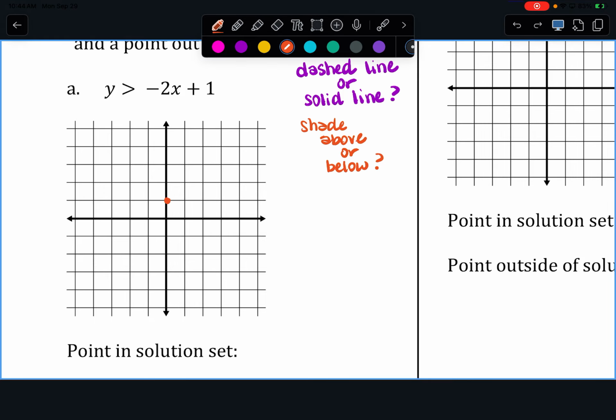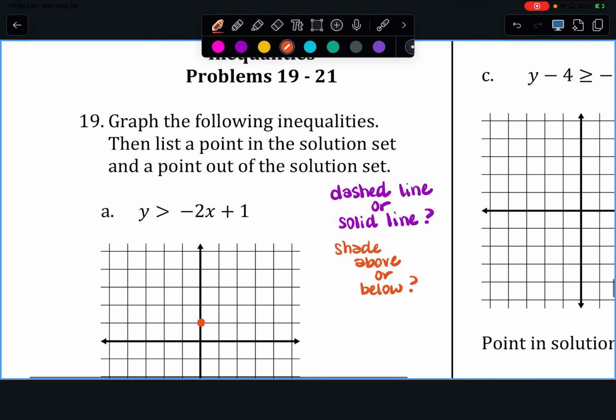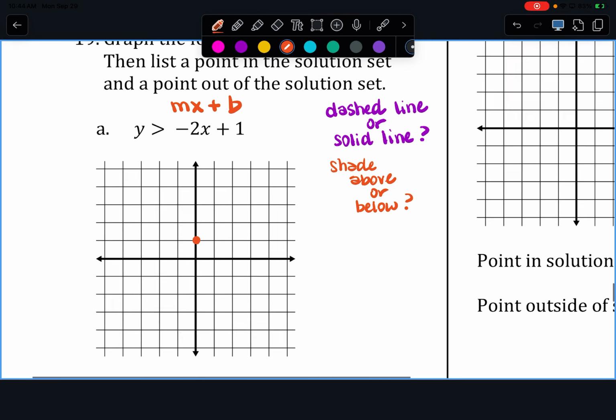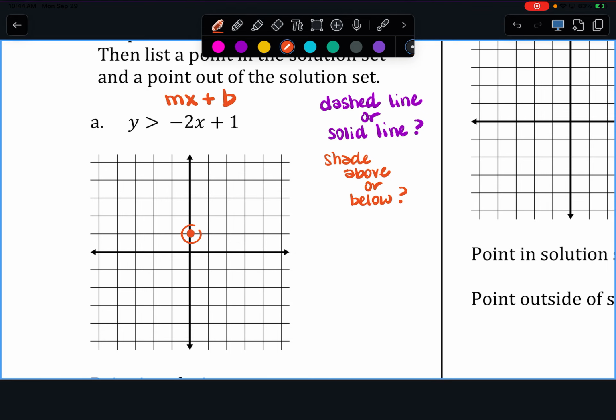So I'm going to go ahead and start with my y-intercept. Here, I'm just going to make sure I write y = mx plus b, so we're good. So my y-intercept is 1, and then my slope is -2/1. So down 2, right 1. And please make sure it's a decreasing line. A negative slope has to have a decreasing line. So there's our line.